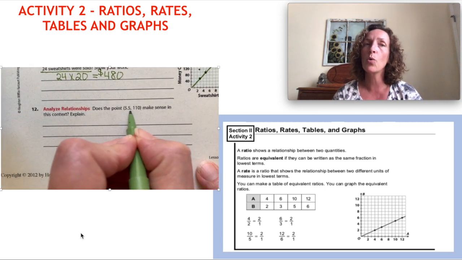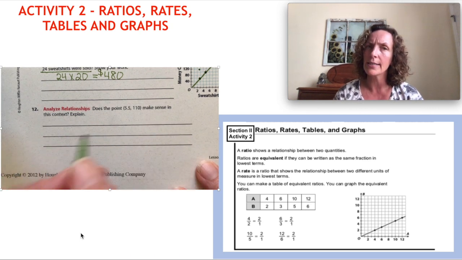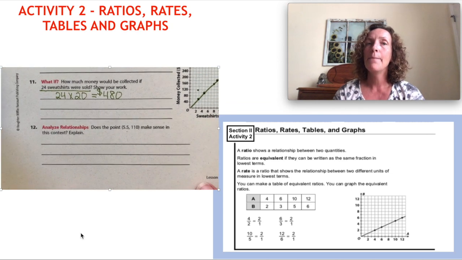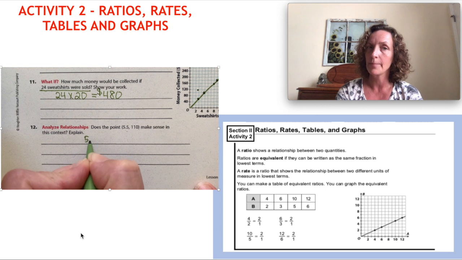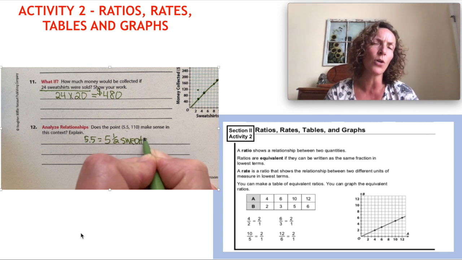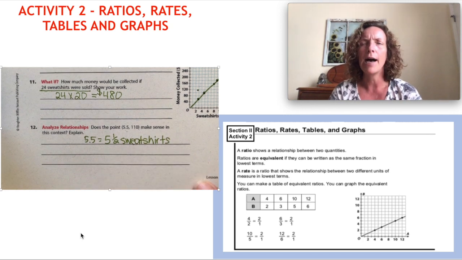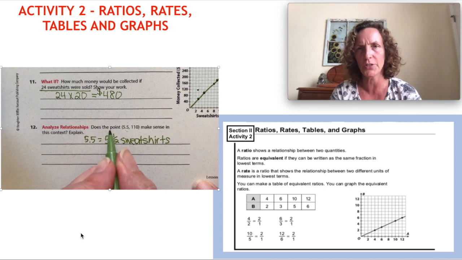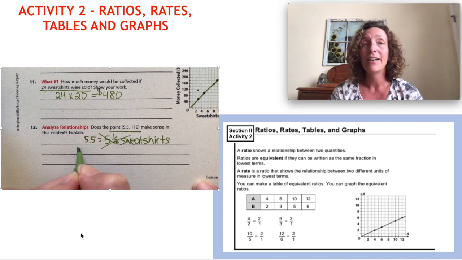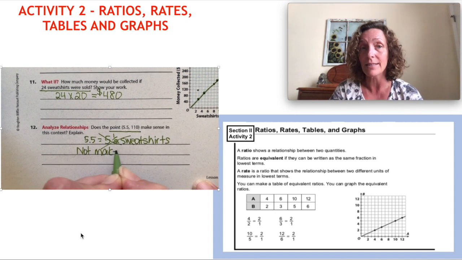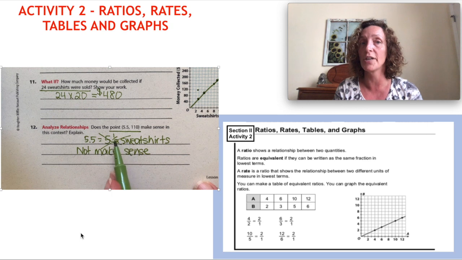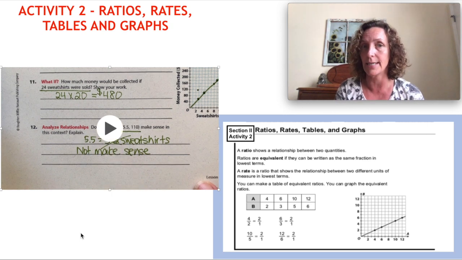All right, last question. It asks us if the point of 5.5 and 110 makes sense in this context. So I want you to think about this. That 5.5 means they're saying that we sold 5.5 sweatshirts. I don't know about you, but I can't buy a half of a sweatshirt. I don't think I even want to buy a half of a sweatshirt. So thus, in this context, 5.5 does not make sense because we can't buy half of a sweatshirt. All right? So I hope that helps you understand why that point does not make sense in this context.